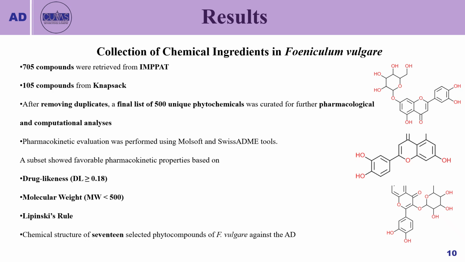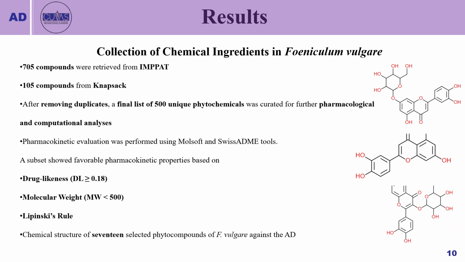So these are some of the significant results. We retrieved 705 compounds from the IMPPAT dataset and 105 compounds from KNApSAcK. After removal of duplicates, we retrieved overall 500 unique phytocompounds.